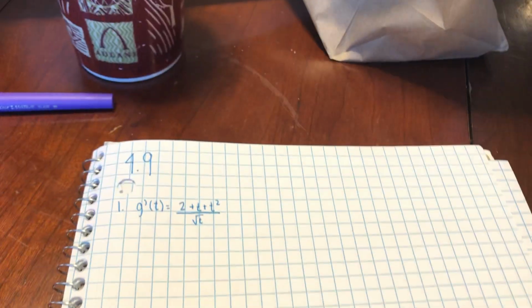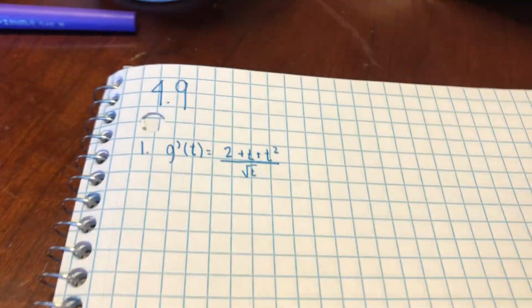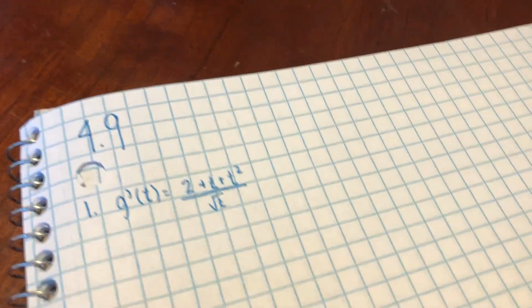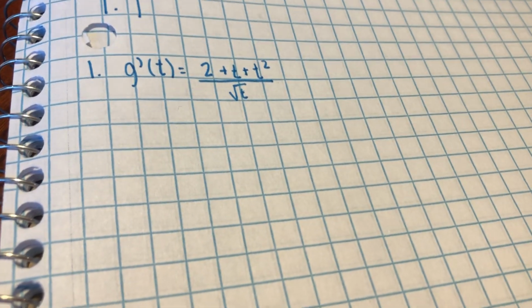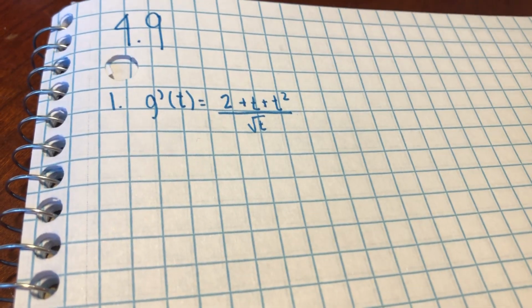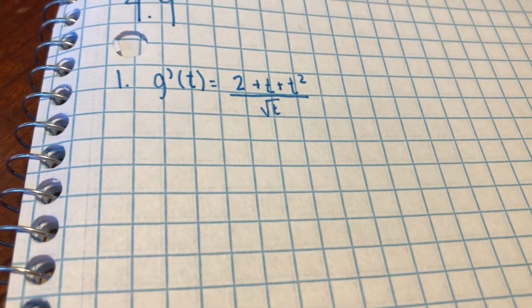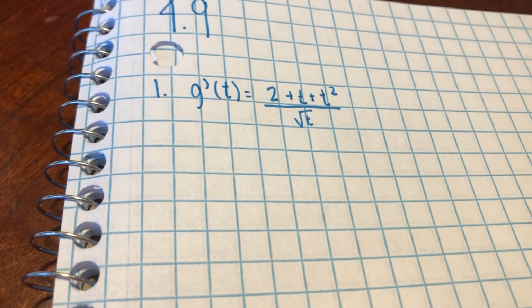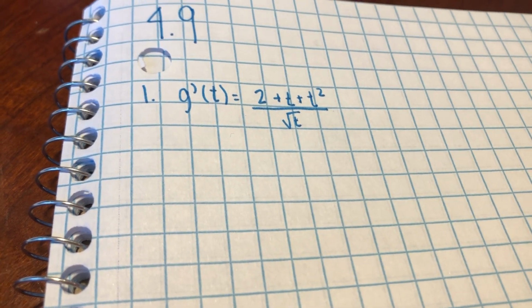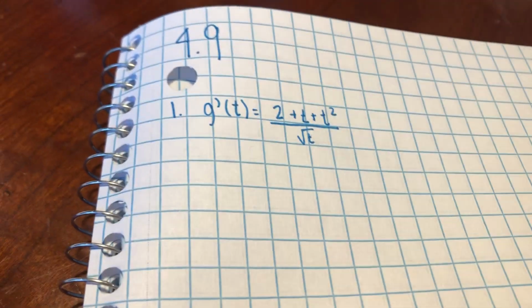Okay, so section 4.9 is all about finding the antiderivative, and it's literally just what it sounds like. You are undoing derivatives. So we are starting off with the derivative of g of t, which is (2 plus t squared) all over rad t. And there's no quotient rule, multiplication rule, or any of that when doing antiderivatives. So what we're going to end up doing is just splitting it into 3 different fractions.